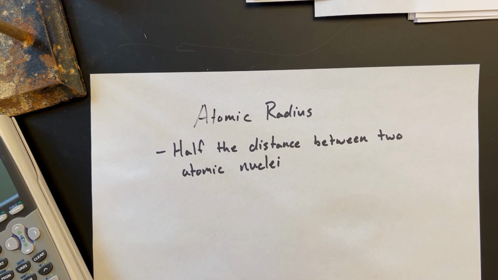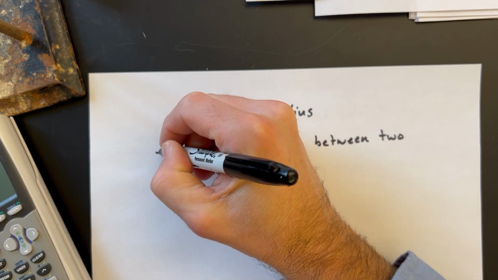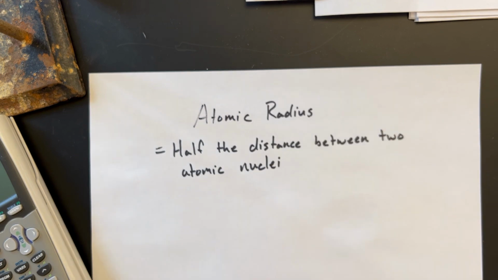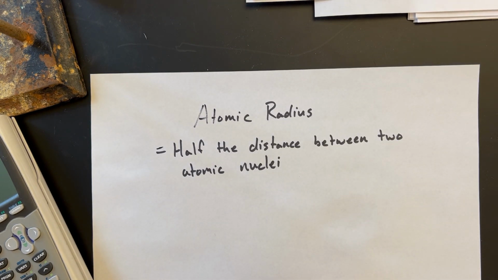So first off, the definition for atomic radius is equal to half the distance between two atomic nuclei. Again, that's how we measure atomic radius because we cannot easily measure from the nucleus of the atom to the outermost electron. So we would describe it as being between two nuclei and then taking half that distance.